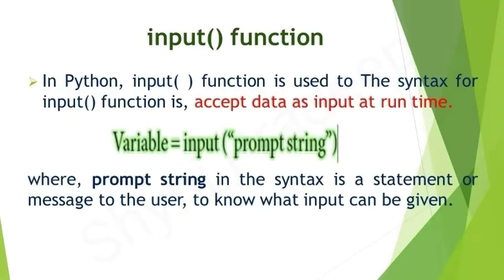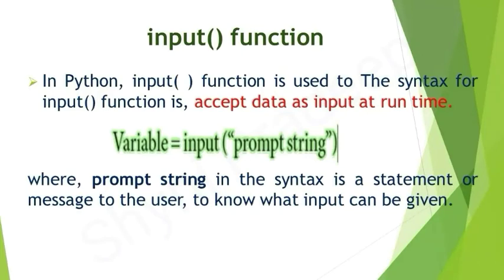Now let us see about input function. What is the use of input function? This input function is used to accept data as input from the user at runtime, okay. So how will you write the syntax of input function? First you have to write the variable. Variable is nothing but a memory location that is used to store the values. For example, a is a variable, 5 is a value. This value is stored in the variable a. Here a is called a variable. Is equal to input within parenthesis, double quotes, prompt string. So this is the syntax of input function.